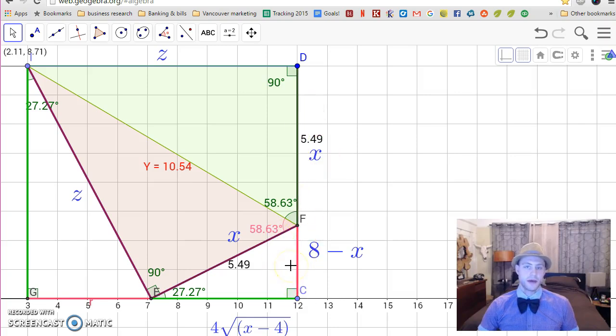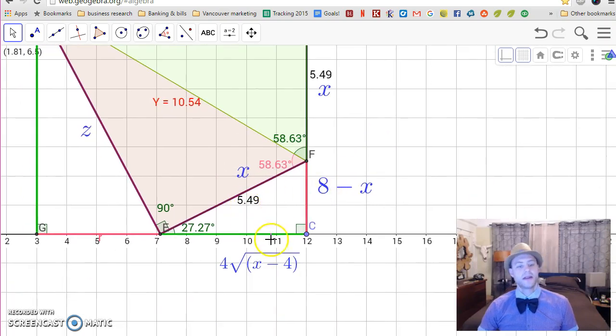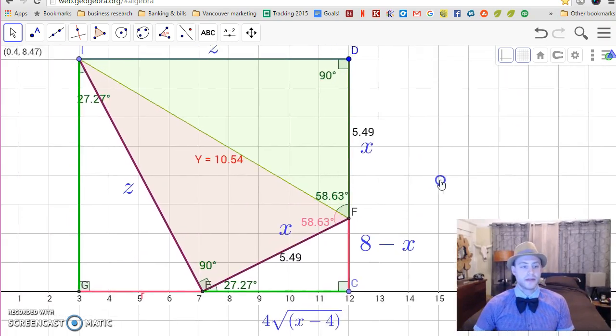That has to be 8 minus x, right? That's what's left over. That's x, that's 8 minus x. Guess what I can do? I can use Pythagorean theorem to solve for this green side. Maybe I'll need that, maybe I won't. I probably will. Okay, so yeah, that's all fine and good.